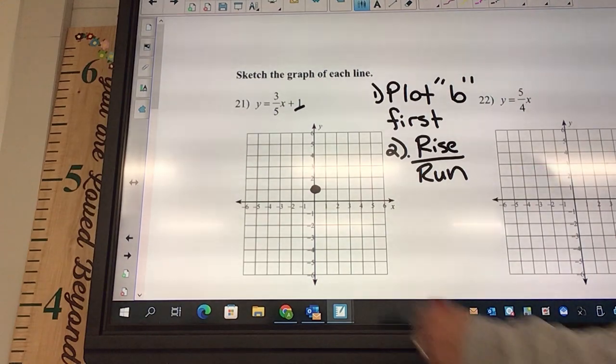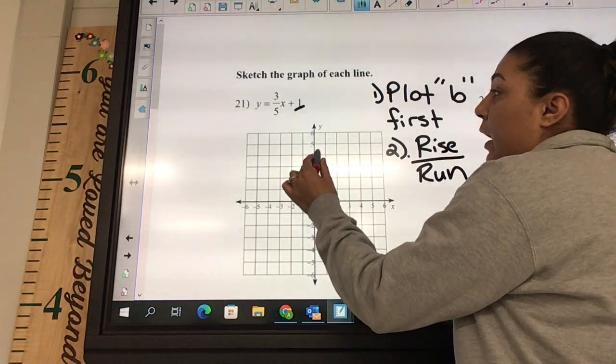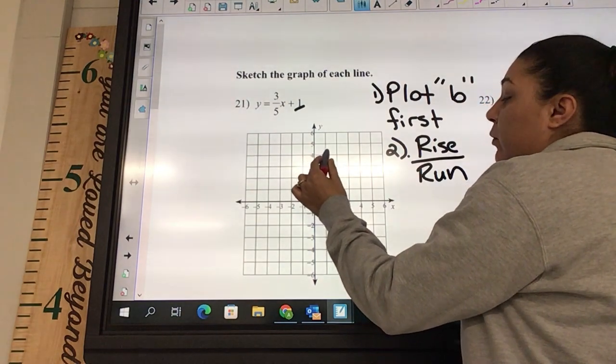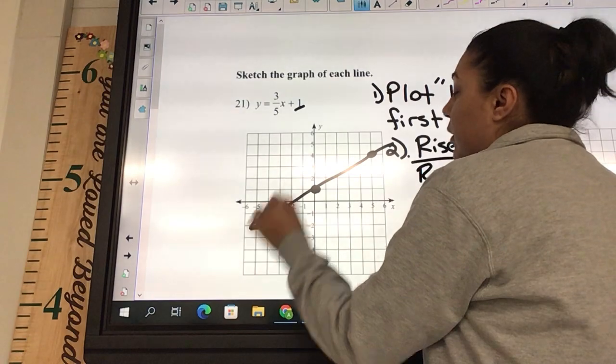you're fine. So we're gonna rise 3, 1, 2, 3, and we're gonna run 5. I need a positive slope, so I'm gonna have to run 5 this way. And then you can draw your line.